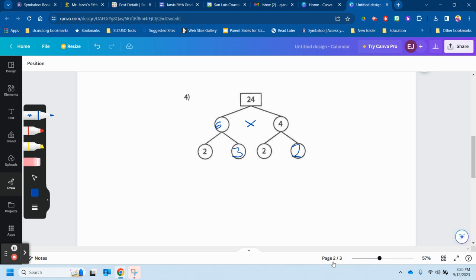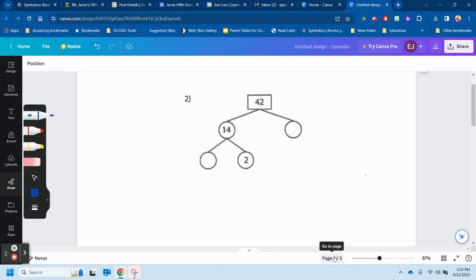Now, this should be review for everybody. It looks like I started on number 4, but I skipped number 2. So for 42, I came up with 3 times 14, and I always have to bring this down, and then I can break 14 down further to 7 times 2. So the prime factorization of 42 is 7 times 2 times 3.